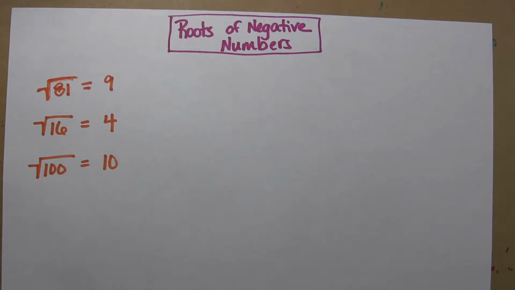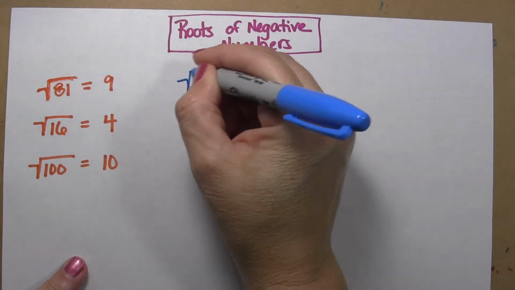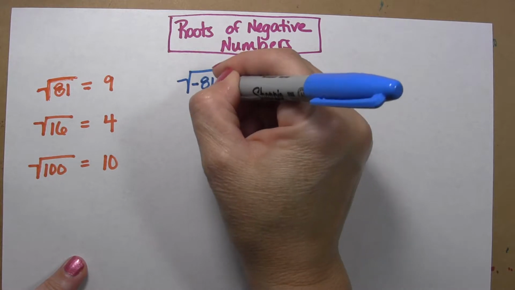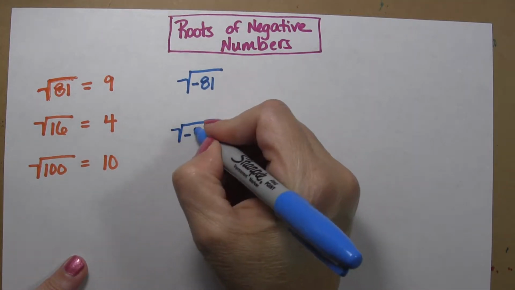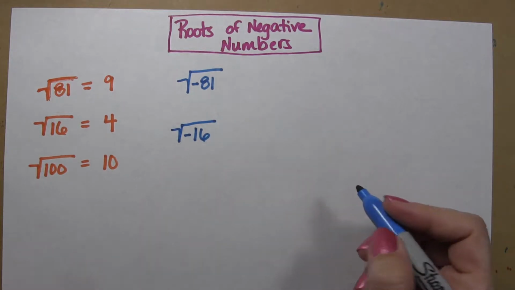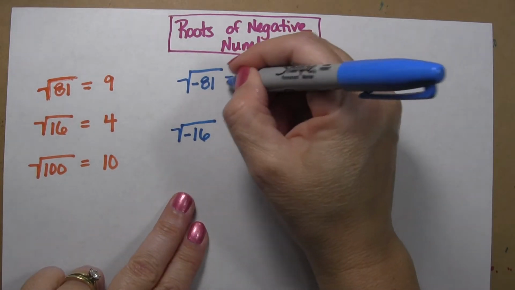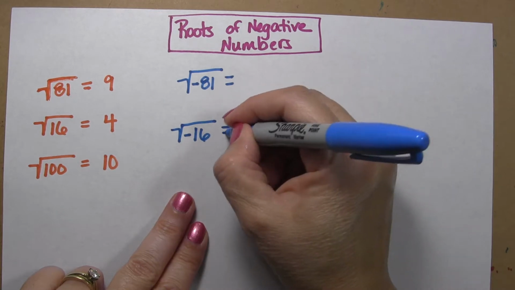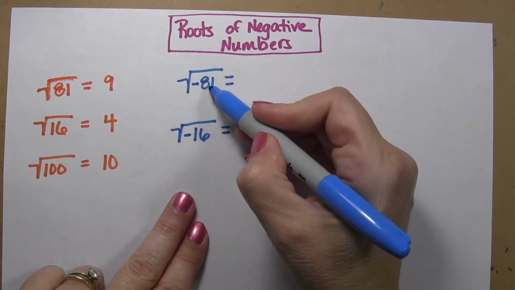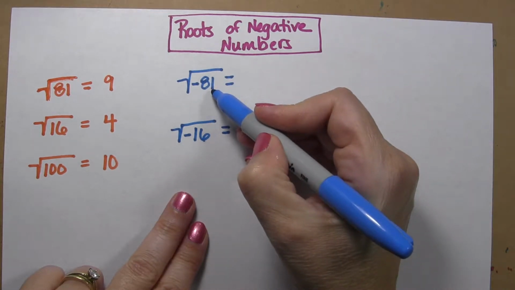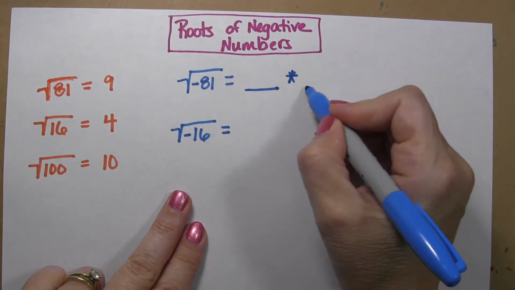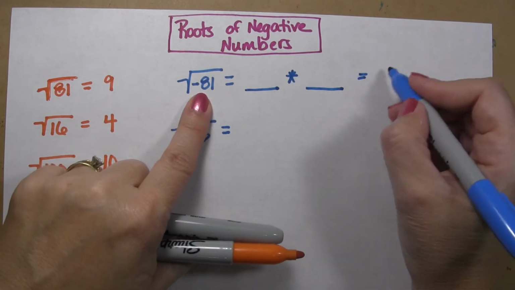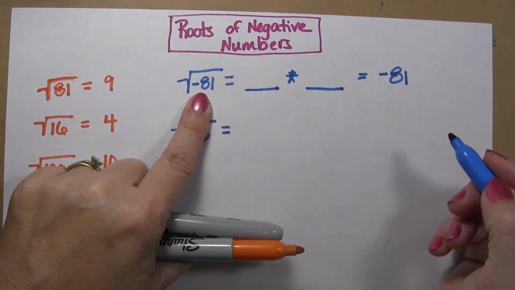What we want to talk about here is how do you take the square root of negative 81? Or how do you take the square root of negative 16? Well, you can't. That's basically what it comes down to. Because when you take the square root of a number, that means that you're looking for two numbers that multiplied together equal the number underneath the radical sign.